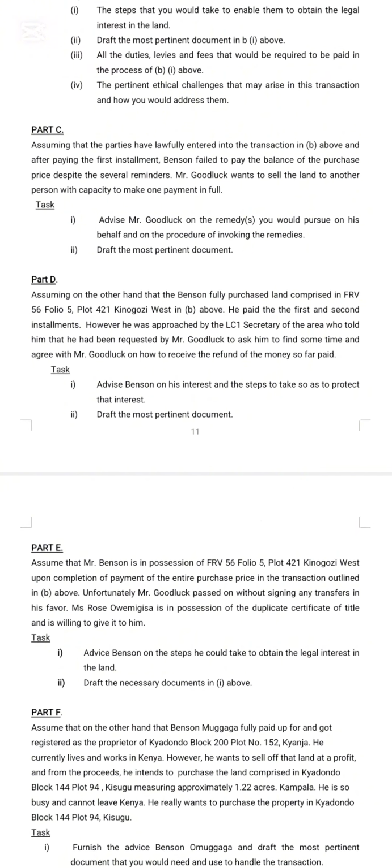So basically here what we can see is that assuming the parties have roughly entered into the transaction above, after paying the first installment, Benson failed to pay the balance of the purchase price despite several reminders, Mr. Goodluck wants to sell the land to another person. So we talked about the equitable interest that once this person sells the land, he only has the land as a lien and is entrusted to the balance.